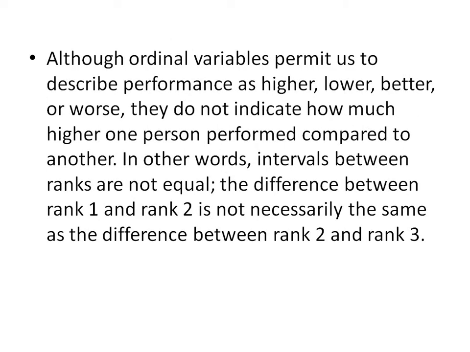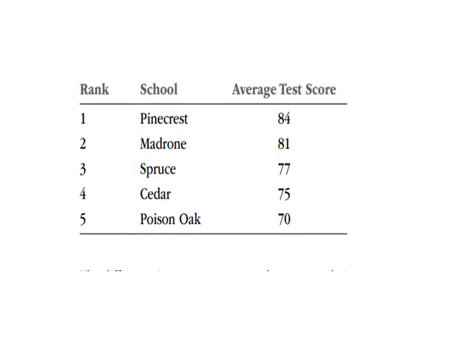Although ordinal variables permit us to describe performance as higher, lower, better, or worse, they do not indicate how much higher or how much lower. In other words, intervals between ranks are not equal. The difference between rank 1 and rank 2 is not necessarily the same as the difference between rank 2 and rank 3. So see, we have made 5 groups.